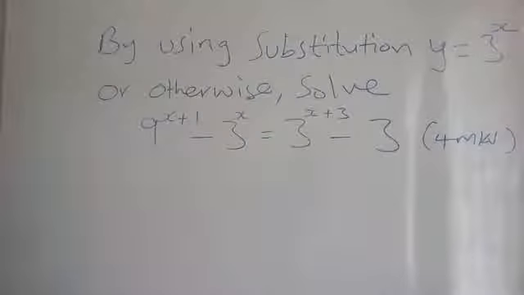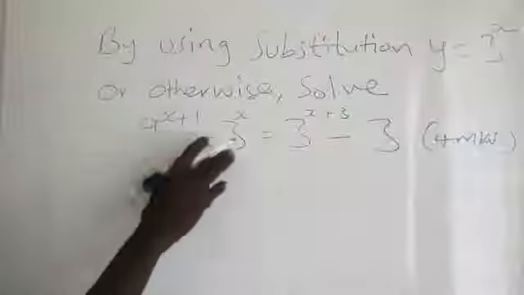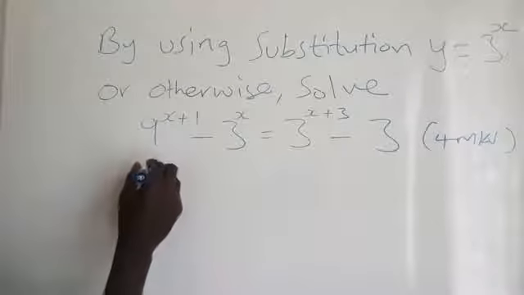We have a question that we need to solve by using substitution. Y is equivalent to 3 power x, or otherwise. Solve 9 to the power of x plus 1 minus 3 power x is equal to 3x plus 3 minus 3. The first thing to do is to make 9 to the base of 3, so that will be 3.